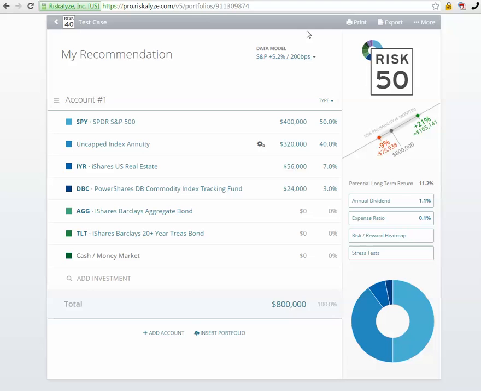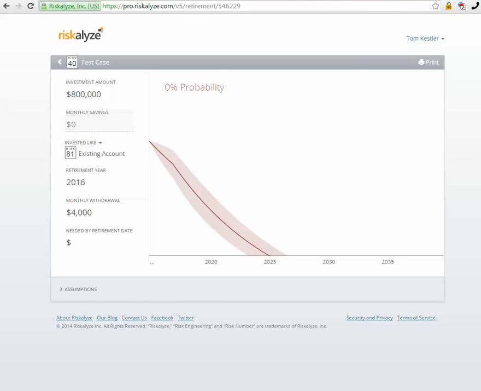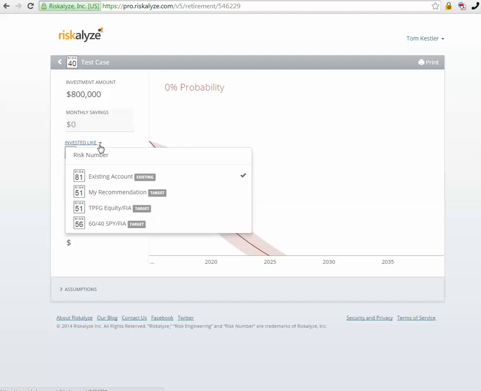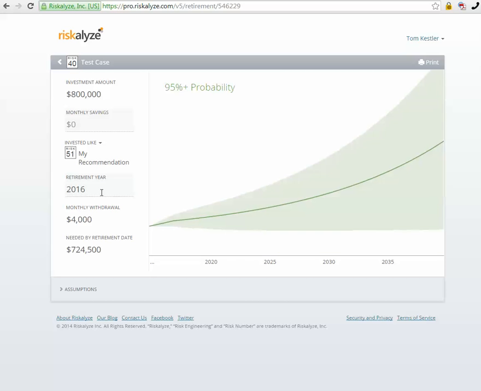Then one of the tools that Riskalyze has is a retirement map where I can say, well, let's take a look at that $800,000. I've got a client that wants to retire in 2016 with about $4,000 a month in income. Their existing portfolio has a 0% probability of success. And if I take a look at how that retirement looks with my recommendation, I've got a 95% probability of success. Interesting tool, very easy to use.